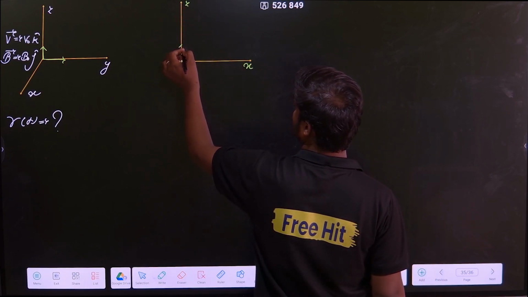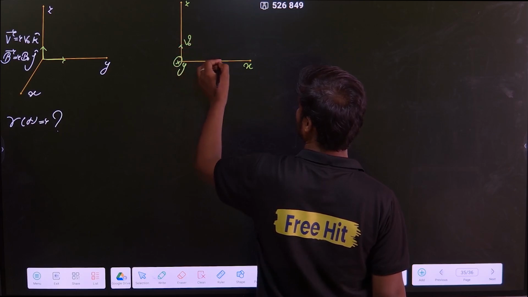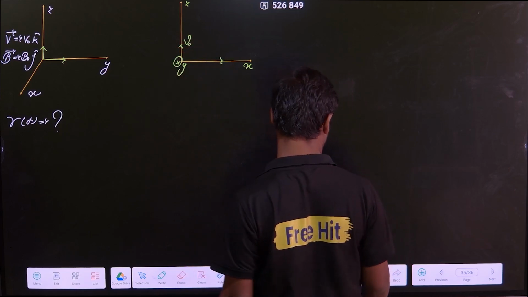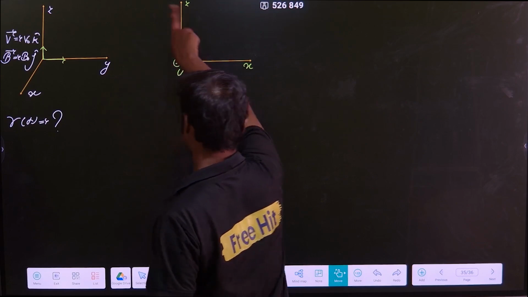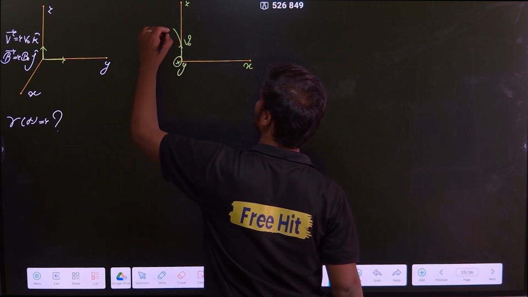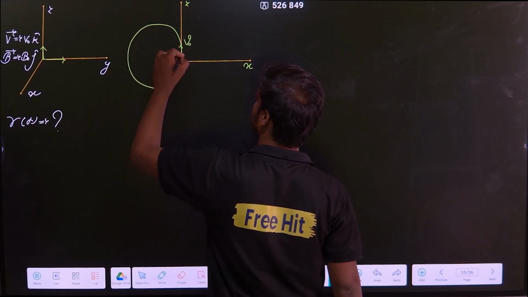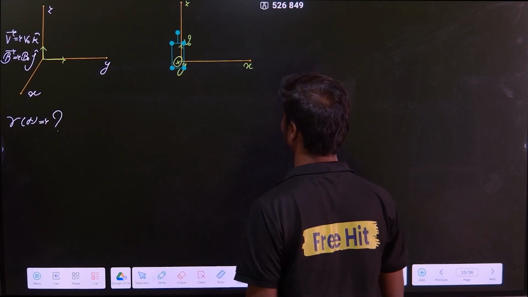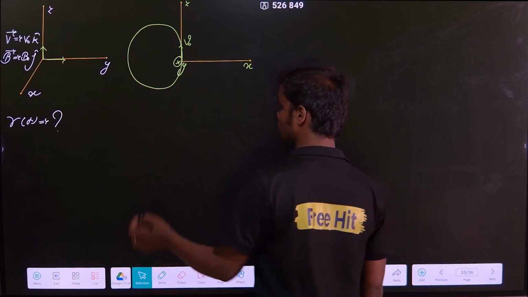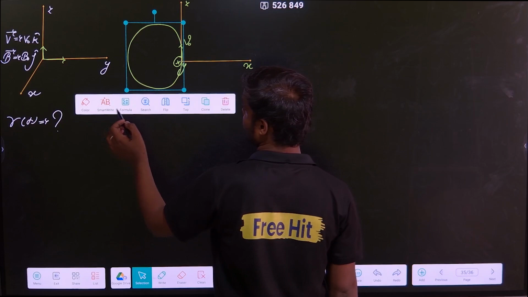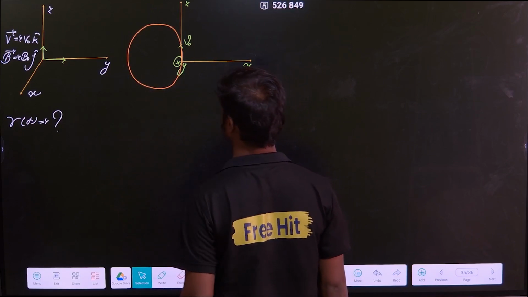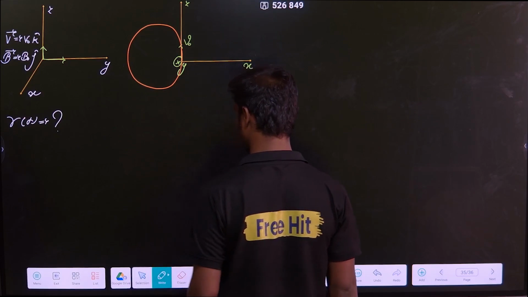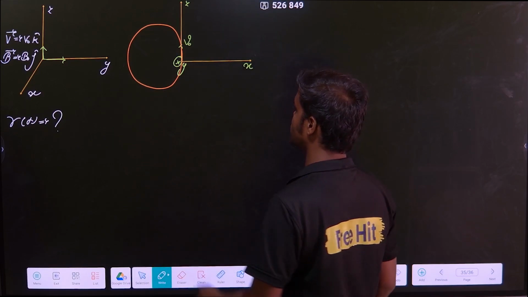Z is given as the velocity v naught, and there is a magnetic field in the y direction, so v cross b is coming inside, so the particle will rotate like this. So it is the same circle, but now the plane has changed. Other things remain the same, there is only a change in the plane.